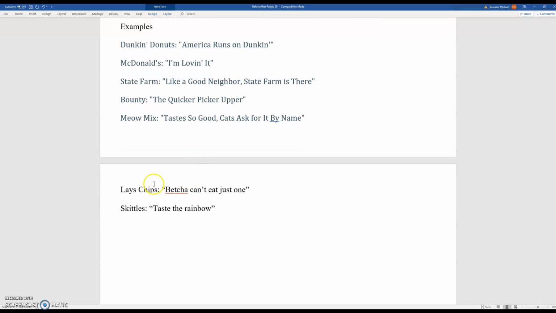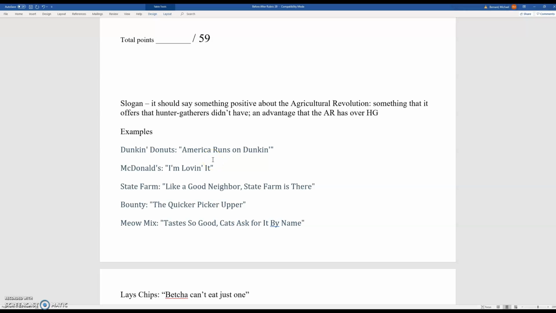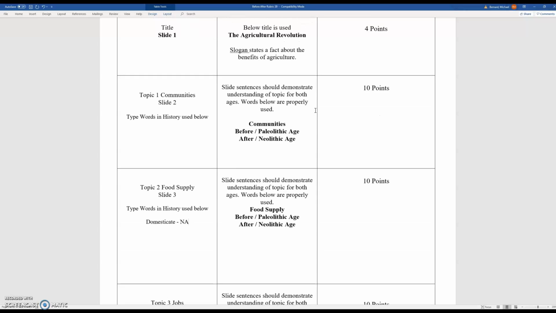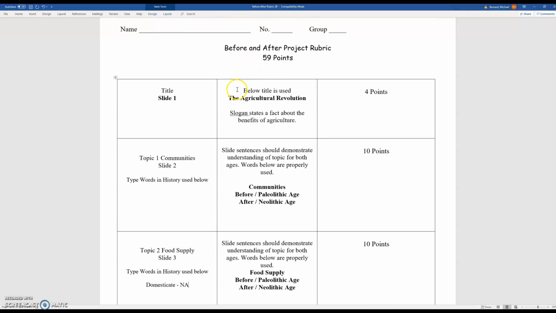As do these others. Lay's chips, bet you can't eat just one. That is true. So you want to have a slogan that says something positive about the agricultural revolution. And that is going to go on your title slide.